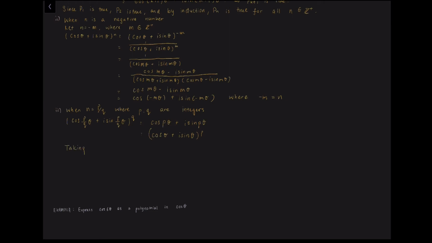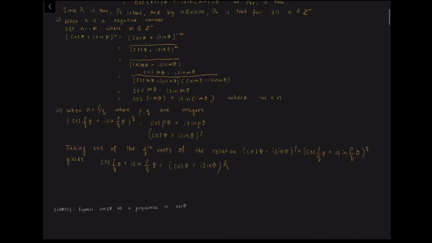Taking one of the q roots of the relation, (cos theta + i sin theta)^p equals (cos (p/q) theta + i sin (p/q) theta)^q, yields cos (p/q) theta + i sin (p/q) theta equals (cos theta + i sin theta)^(p/q). Note that only stage 1 of the proof is examinable.